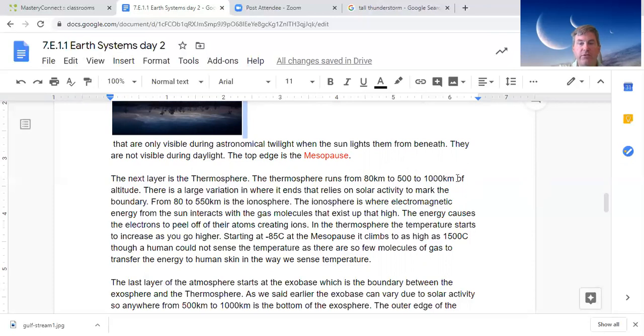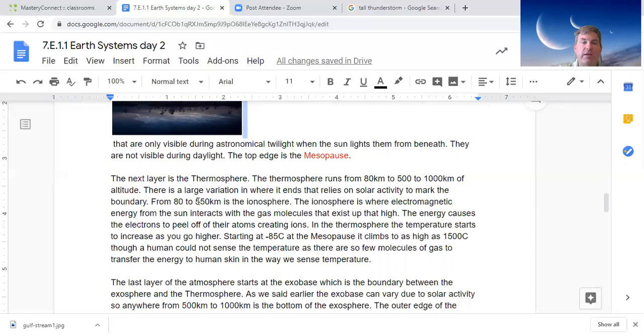Wow, that's a huge difference, and a huge variation there, isn't it? That's 500 kilometers difference depending on what? Here we go. There's a large variation where it ends that relies on solar activity. Solar activity means what? The sun. So the top end of the thermosphere basically relies on what's going on with the sun. Like, wait a minute, now we're not talking about things that happen on the Earth that make an effect. This is what's happening with the sun having this kind of effect on our planet. 500 to 1,000 kilometers. That's a huge difference in where the edge of this thing is.